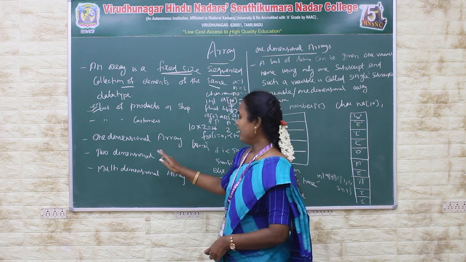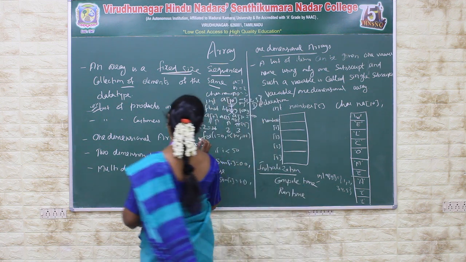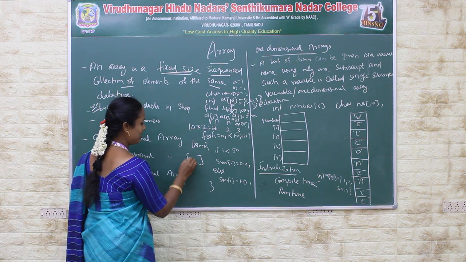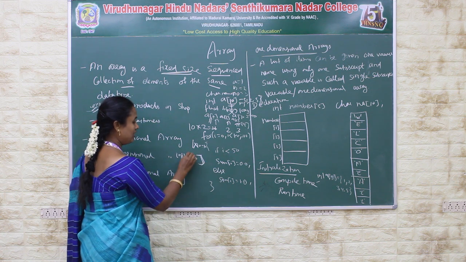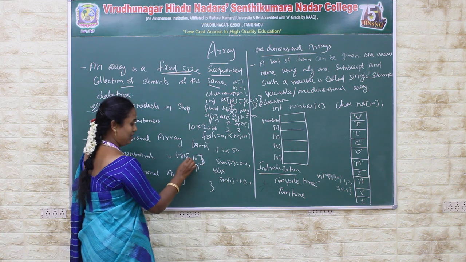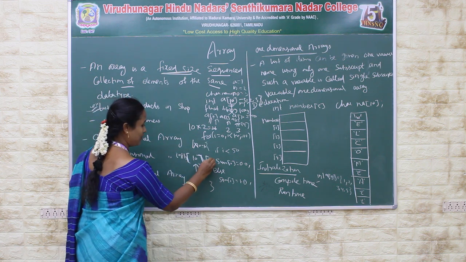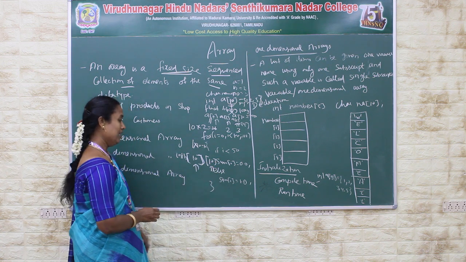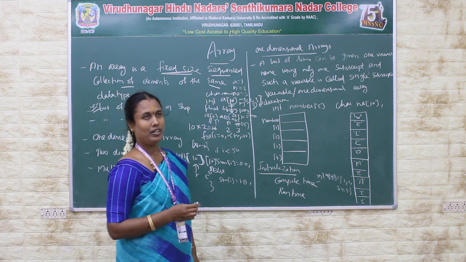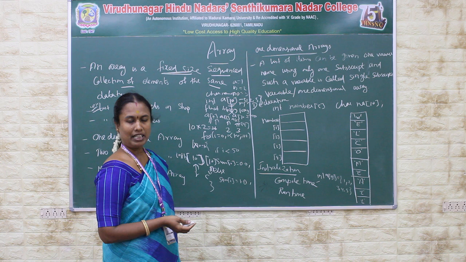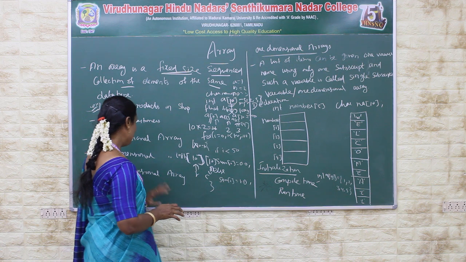Then the types of arrays. Arrays can be specified in three types: one-dimensional array, two-dimensional array, and multi-dimensional array. One-dimensional array means the array name contains only a single subscript. The subscript is specified within the square bracket. Only one subscript can be specified, and that is called a one-dimensional array. Two-dimensional array means we specify two subscripts, one for the row value and another for the column value. When we write programs using the matrix concept, we use row value and column value, so that time we use a two-dimensional array.